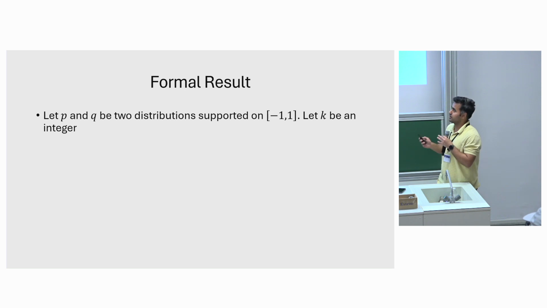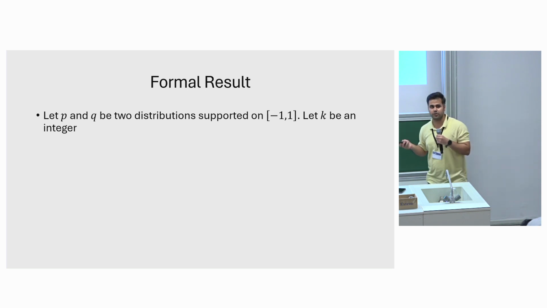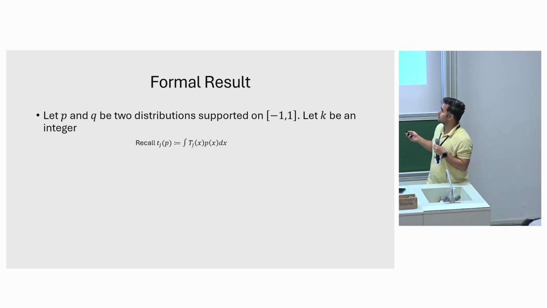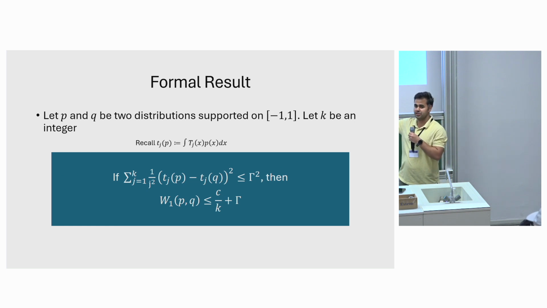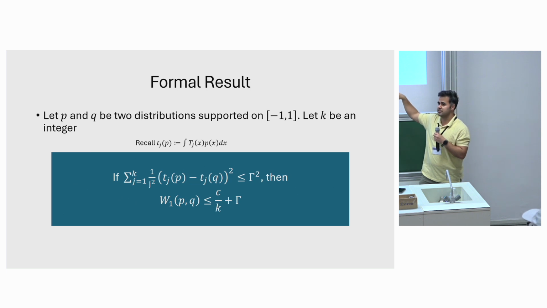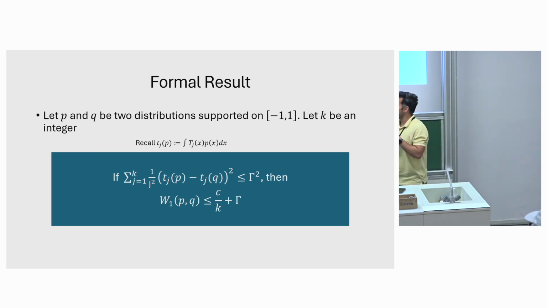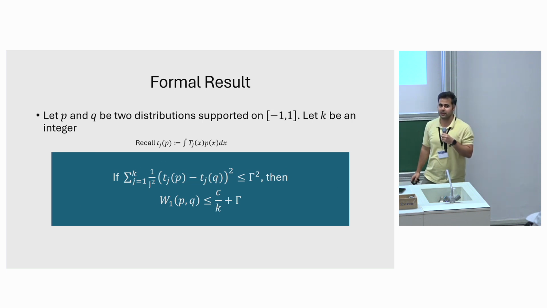So now I'll state our result formally. Let P and Q be two distributions and k be an integer. So k would correspond to the number of moments I'm interested in. Okay, let me parse this for you. It says that if the difference of the jth Chebyshev moment of P and Q, divided by j, the whole squared and summed from j equals 1 to k, is less than some quantity gamma squared, then the Wasserstein-1 distance between P and Q is less than c over k plus gamma.